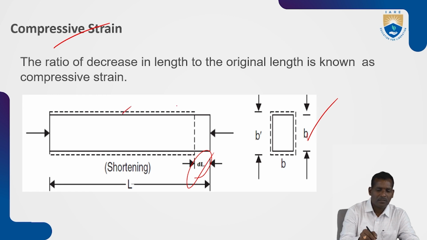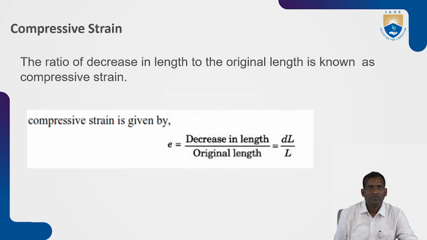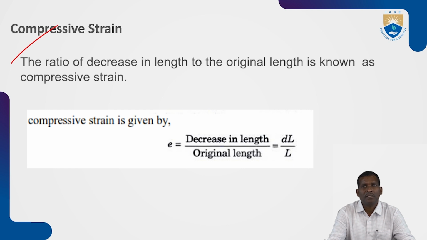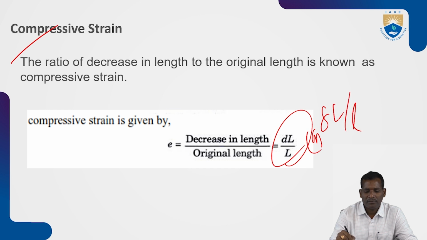So the dotted line represents the shortened length after the compressive load is applied. Now the compressive strain is equal to the decrease in length upon original length, dl by L or delta L by L. Change in length upon the original length.